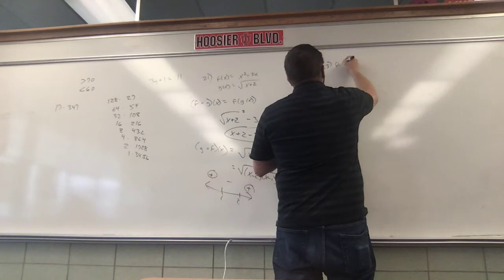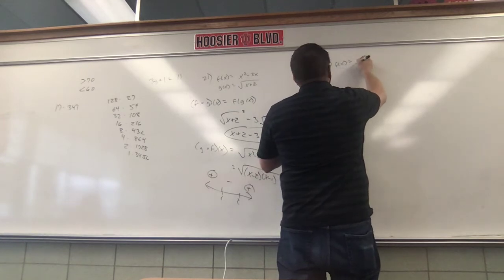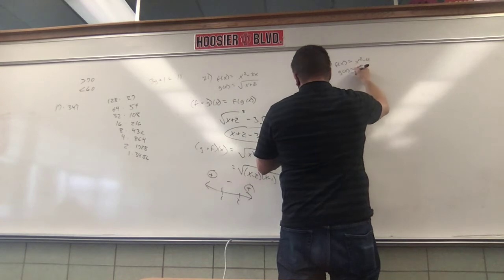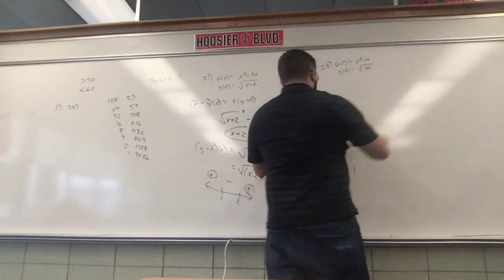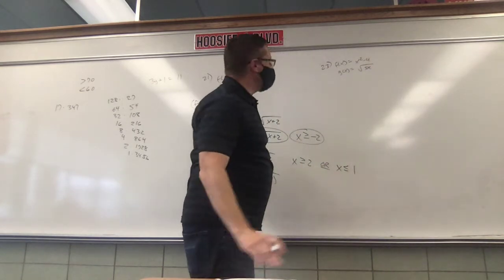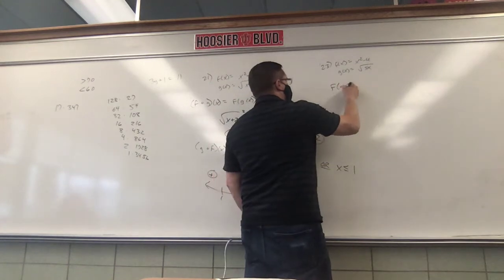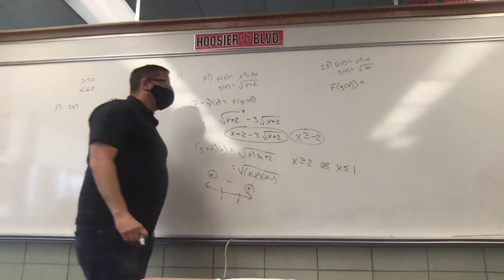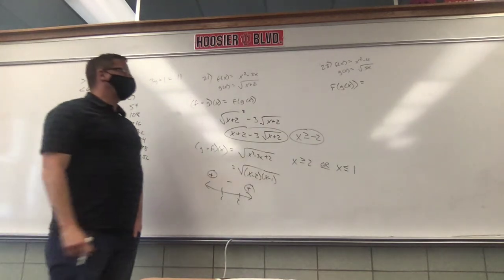So f of x is x squared minus 4. g of x is radical 3x. Okay, so let's do f of g of x first. Start writing the f function, but then plug in the g function for the x's.